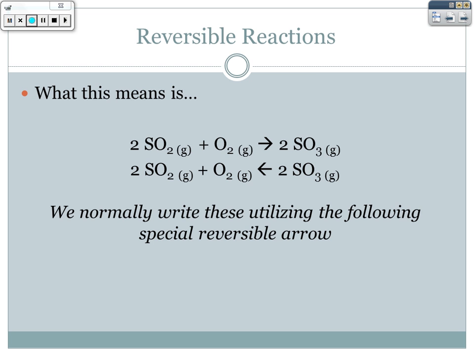We normally write these in chemistry utilizing the following special reversible arrow. Oh, look at it, it's so pretty. It looks like two half arrows, one pointing in the forward direction, one pointing in the reverse direction. And it's important that you draw these as half arrows, not full arrows, because I don't know, I'm picky about it. That's why.